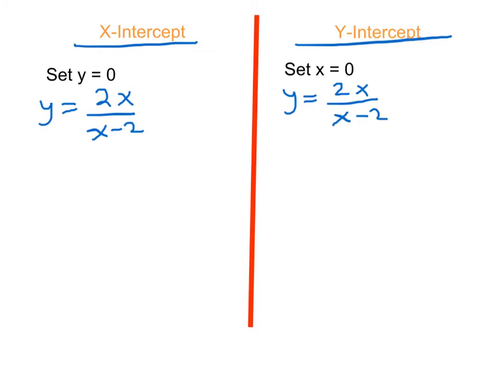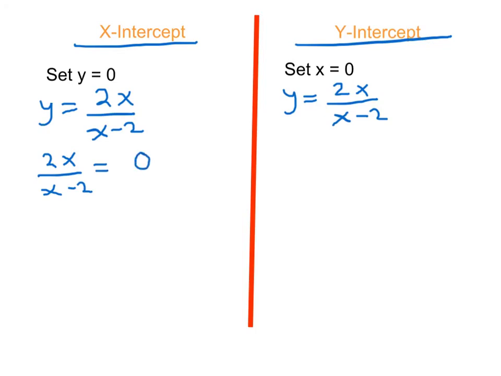And now to find the x and y intercepts, what we need to do is set y equals 0 whenever we are looking for the x-intercept, because at the x-intercept, the value of y is always 0. So let's go ahead and set y equals 0. In other words, we will set this expression equal to 0 and solve for x. 2x over x minus 2 equals 0.